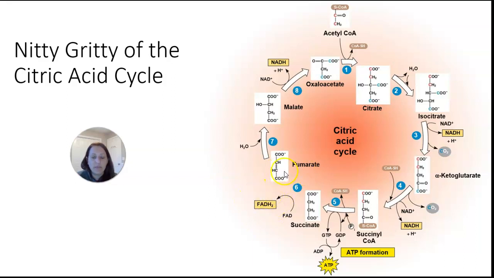We get fumarate. Water gets added in. We end up with malate. Malate, again, gets oxidized. Here's our NADH. And we recycle our oxaloacetate. So again, 8 steps, 2 rounds per glucose molecule. Okay, so you want to make sure that you know the totals of stuff that's produced. Again, you don't need to memorize every single step of this pathway.